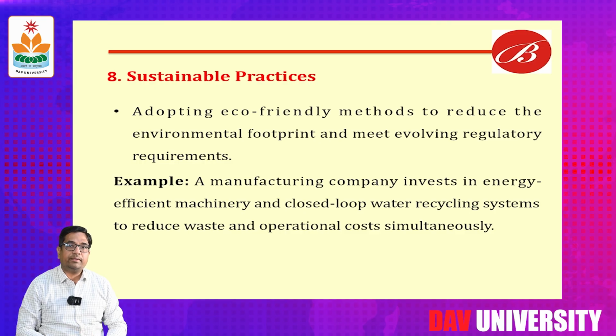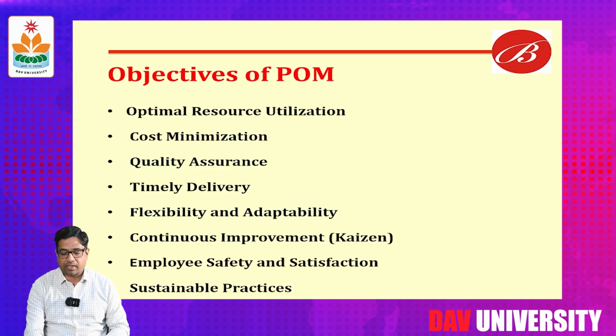Adopting eco-friendly methods to reduce the environmental footprint and to meet evolving regulatory requirements is the objective of production and operation management. A manufacturing company invests in energy efficient machinery and closed loop water recycling systems to reduce waste and operational cost simultaneously. So these are the 8 prime objectives of production and operation management.